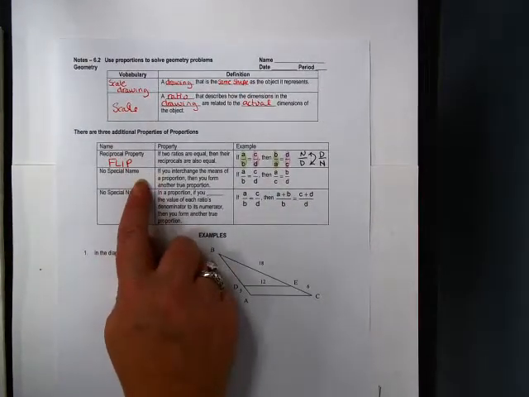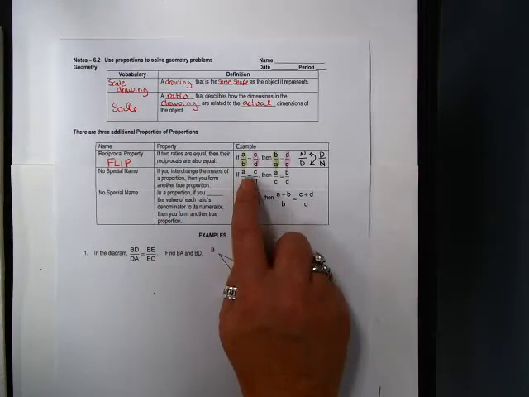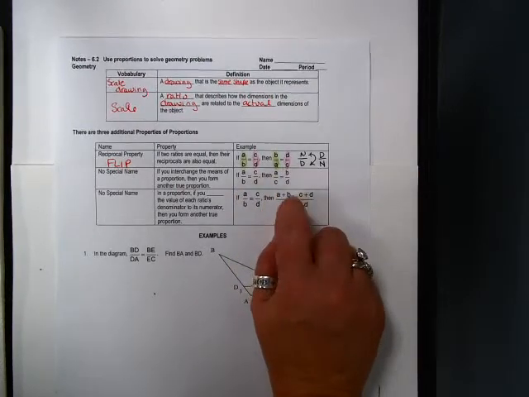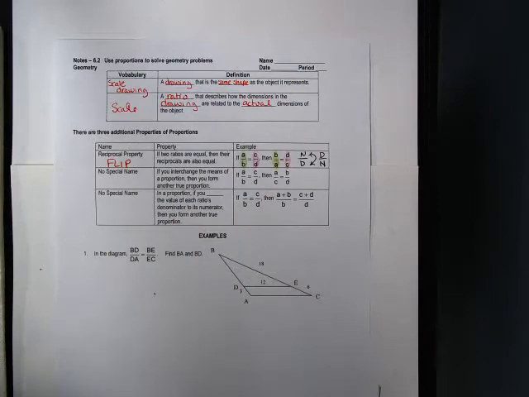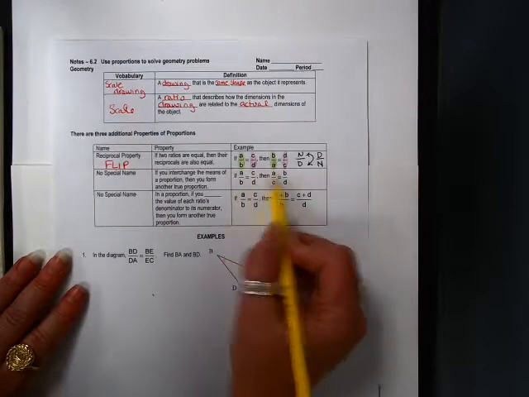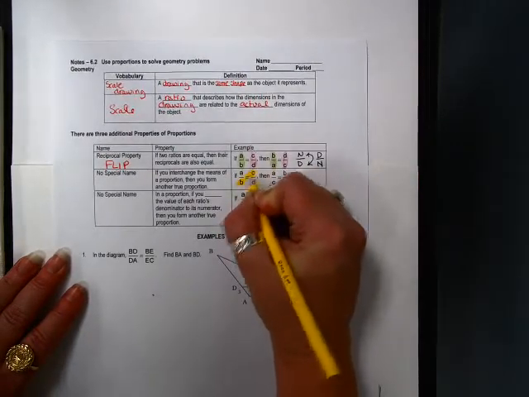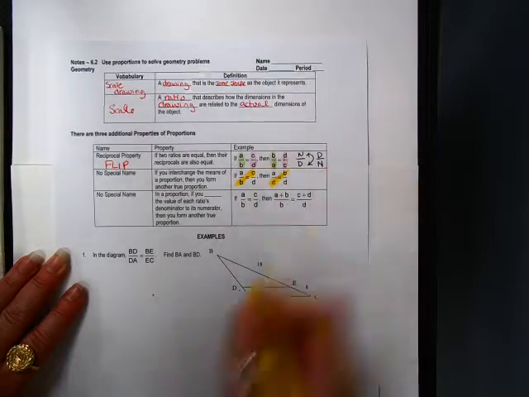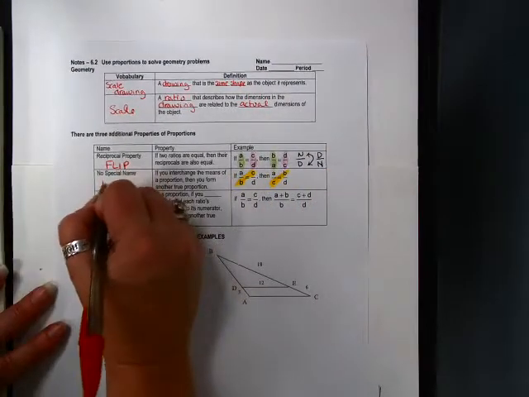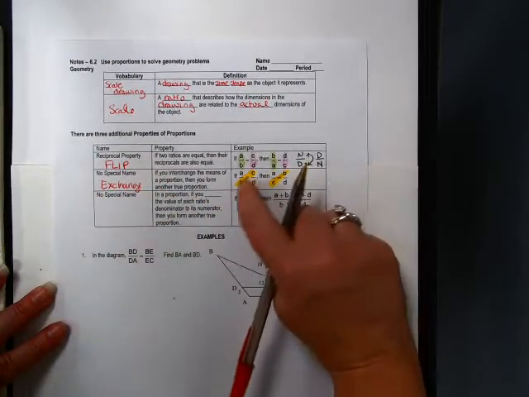In this one, if you look here, it says if A over B is equal to C over D, then A over C is equal to B over D. Look and see what has changed and what has not. The A and the D are in the same location, but these 2 right here have been exchanged. So I call this one the exchange. They exchange the means here.